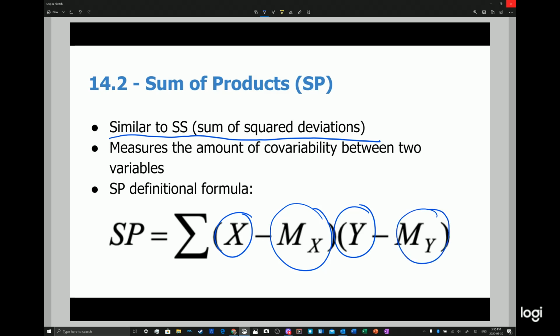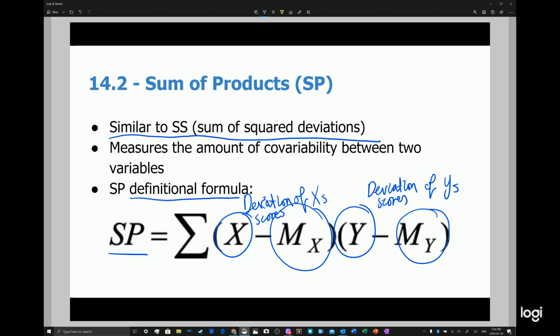So for example, here is a deviation score of x values. And in this section on the right, here are the deviation scores of the y values. Again, we're measuring the distance between each value, x with the mean of x, and y against the mean of y. When we multiply those distances or deviation scores together and add them up, that's when we get the sum of products. And this is the definitional formula of doing so.